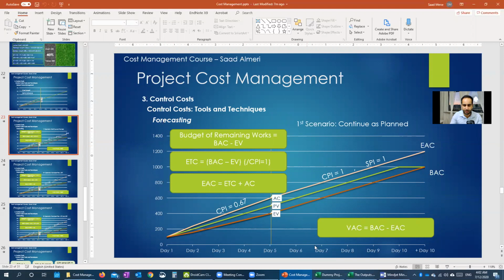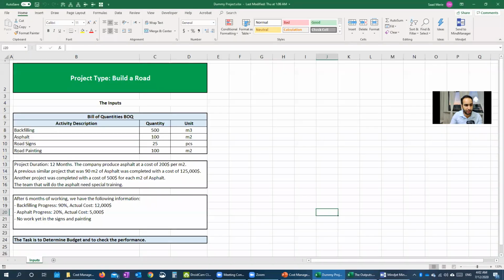In the second part of the course, we will give a dummy project here. And then in this dummy project, we will do all the tasks that we talked about in the first part. So let's assume that we have a project, and the project task we need is to build a road.